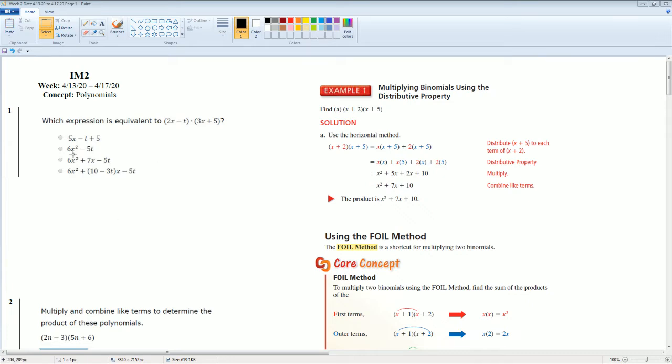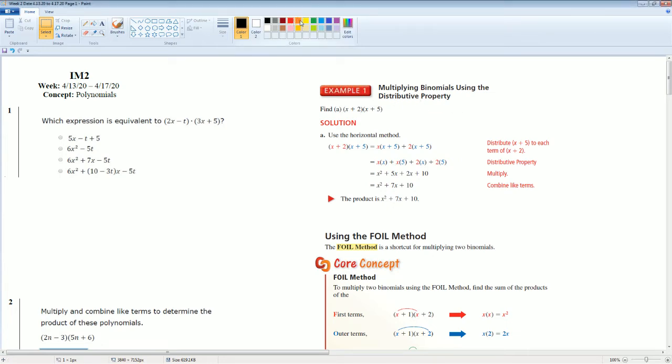All right, so the first one. Which expression is equivalent to this? What's happening here is you see a binomial timing another binomial. So essentially what you're doing here is multiplying binomials. If you need a refresher, I have some notes here that you can take a look at. Here's the first binomial, x plus 2. It's going to be multiplied by the second binomial, x plus 5. And how they're going to multiply is using the distributive property.